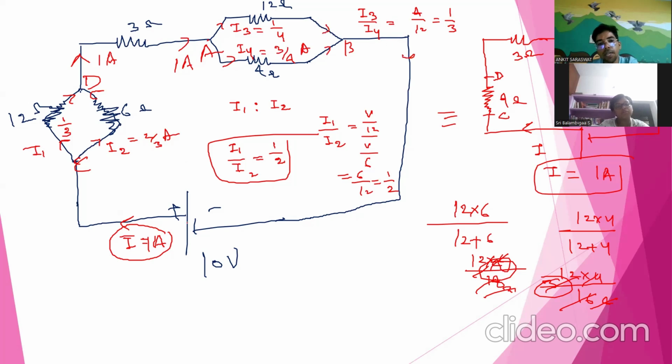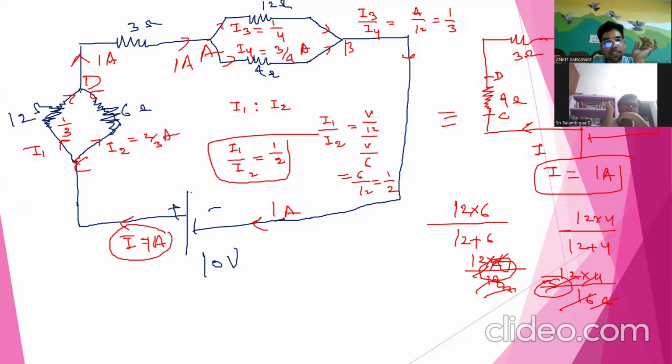How much current? If battery is giving 1 ampere current, then it will take... It is conceptual. I am telling 1 ampere. If battery is giving 2 ampere, it will take how much? Tell me. If battery is giving 2 ampere current, then how much current will it take? 1 by 2, sir. If battery is giving 1 ampere current, it will take 1 ampere only.